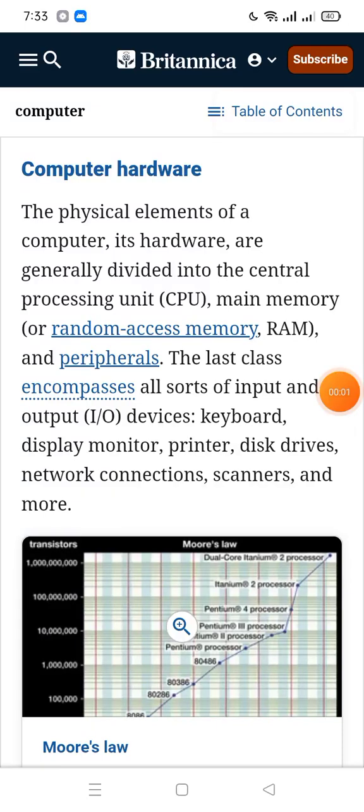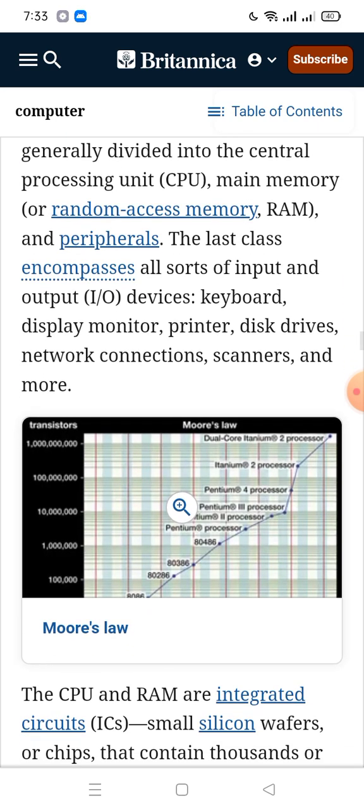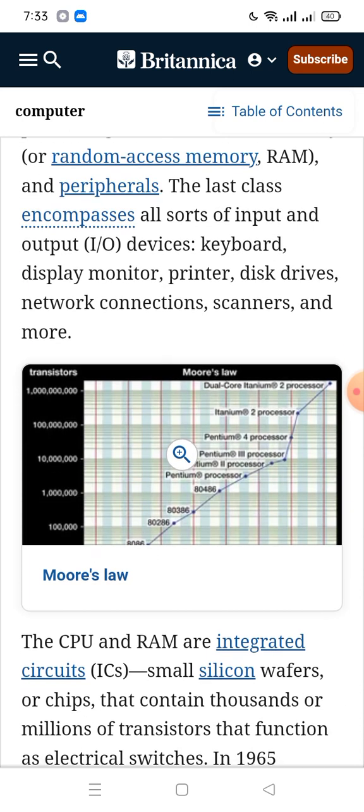Computer hardware. The physical elements of a computer, its hardware, are generally divided into the central processing unit (CPU), main memory, or random access memory (RAM), and peripherals. The last class encompasses all sorts of input and output devices: keyboard, display monitor, printer, disk drives, network connections, scanners, and more.